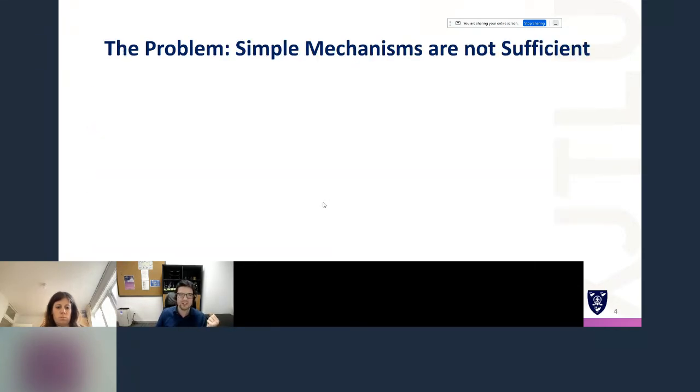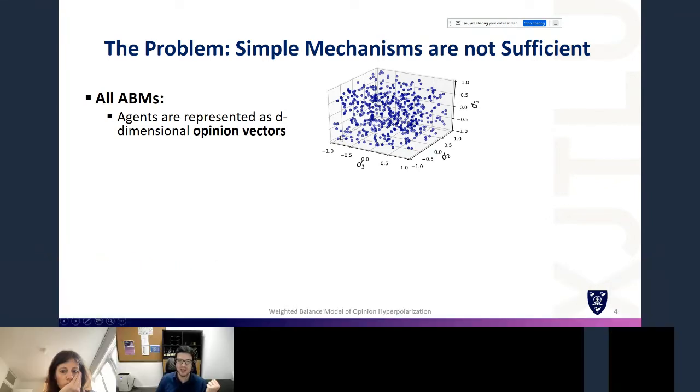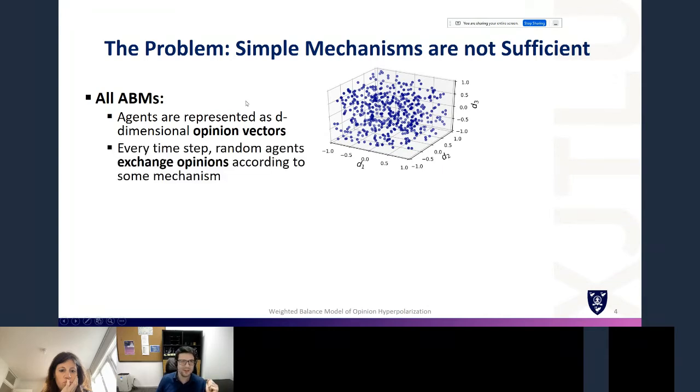What we first tried out was taking mechanisms that have been well established in one-dimensional opinion dynamics modeling. In all the agent-based models that I'm presenting here, the agents are represented as d-dimensional opinion vectors. So an agent is equivalent to its opinion vector. We can see it here in this random initial state. Here we have three opinion dimensions, d1, d2, and d3, and every agent is just a dot in this space. And this dot can be represented with three numbers, an opinion vector.